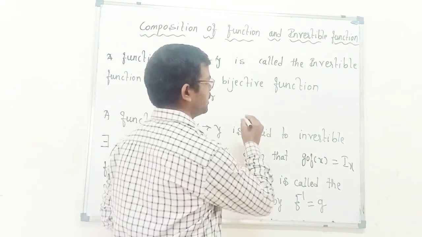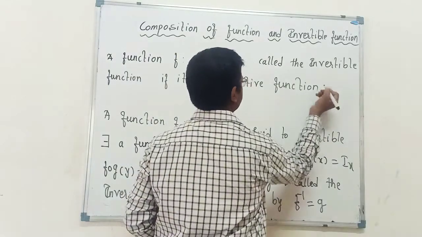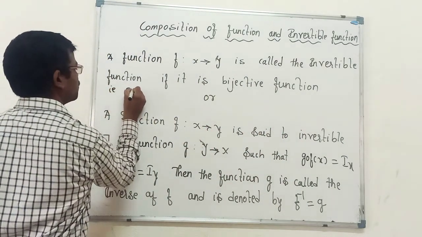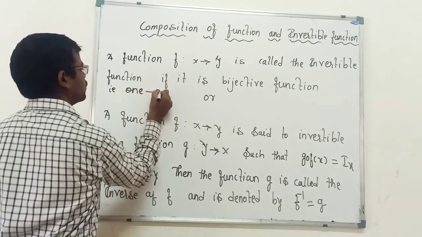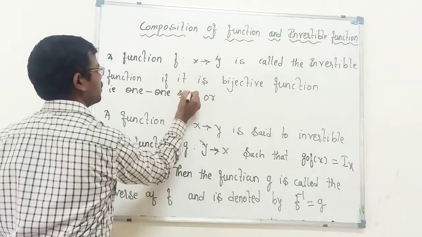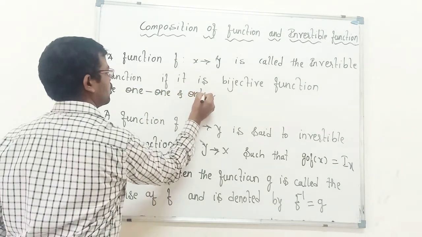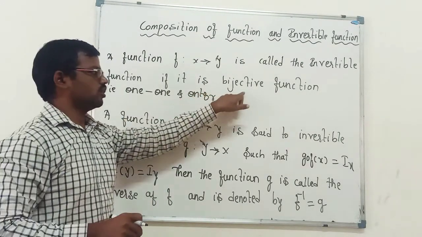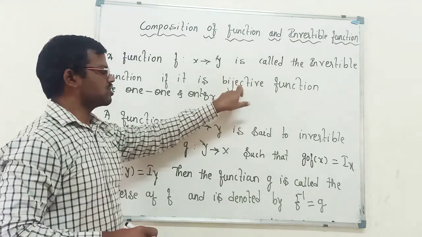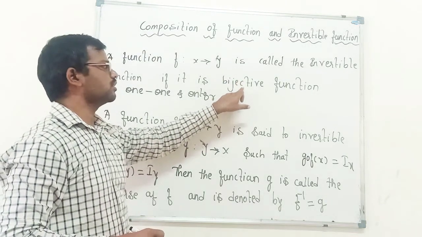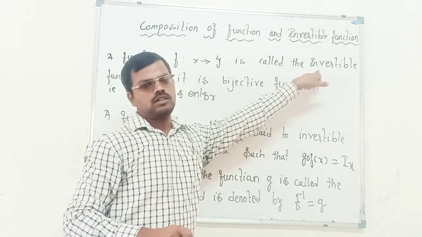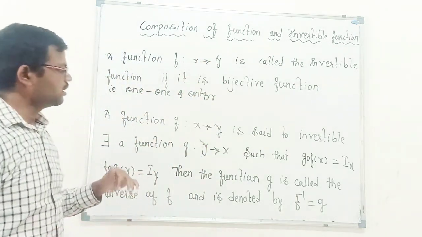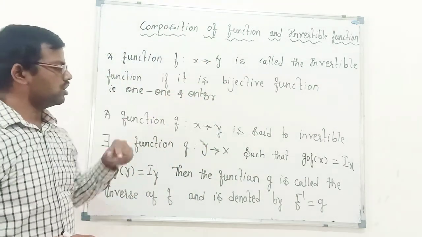Bijective function, it means what? That is one-one and onto. If any function is both one-one and onto, then it is called a bijective function. If a function is a bijective function, then it is an invertible function. If it is an invertible function, then it has its inverse. So we have another definition for the invertible function.